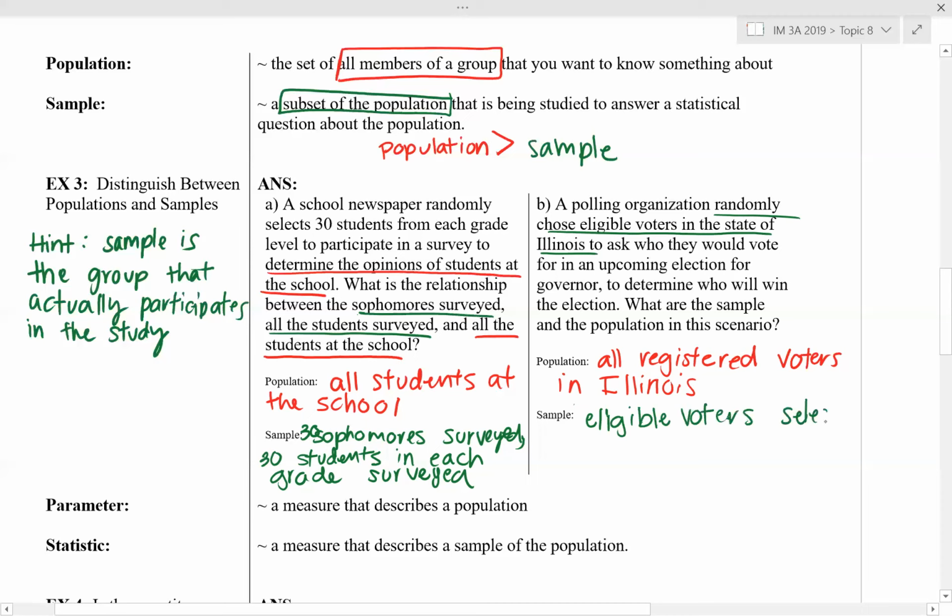selected to survey. So sometimes it's not a very nice answer or a very concise answer because they don't give us very much of a description besides that they were randomly selected. So whoever that polling organization talked to, that's the sample. They don't tell us a number, they don't tell us anything about that, but those people represent all the people that can vote in that election.